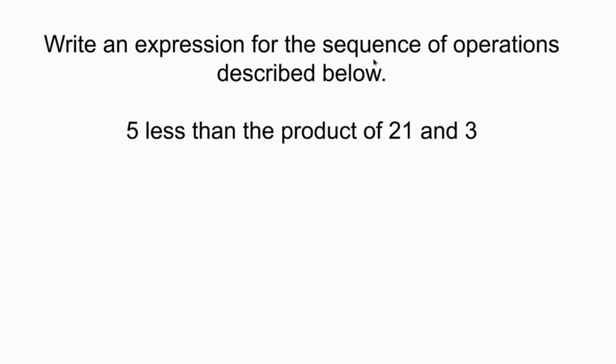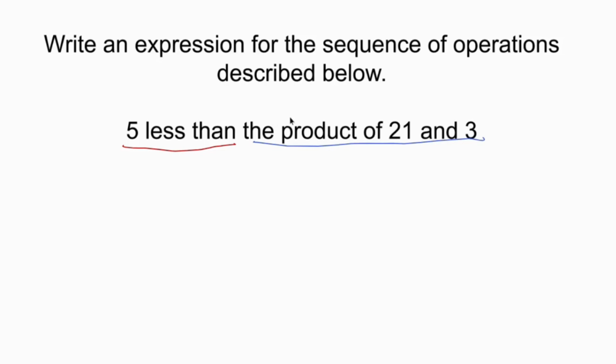Write an expression for the sequence of operations described below. 5 less than the product of 21 and 3. Whenever you are doing something that looks like two operations, you have to figure out what operations you're doing. I'm doing 5 less than something. Well, less than what? Less than the product of 21 and 3.